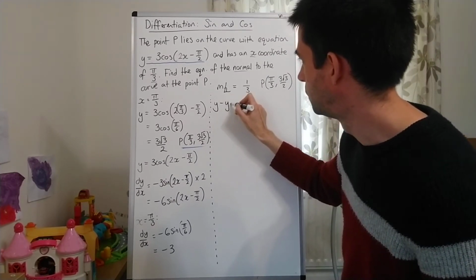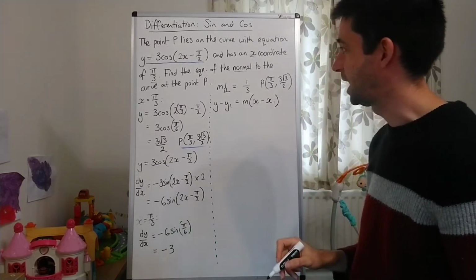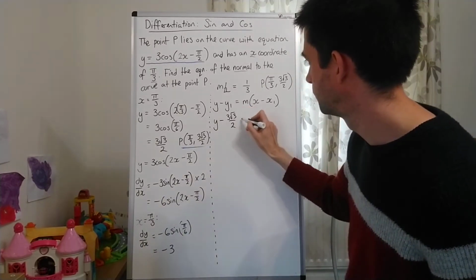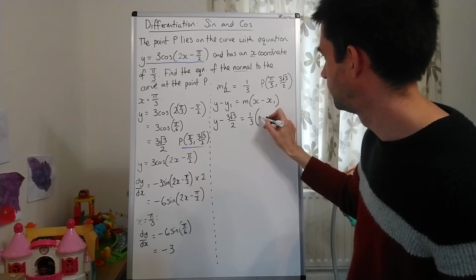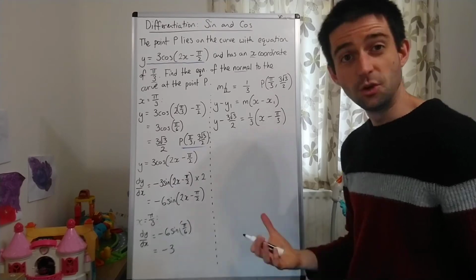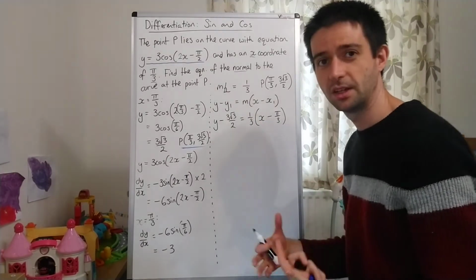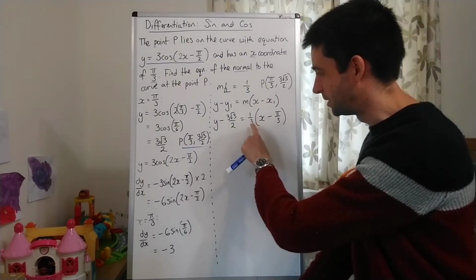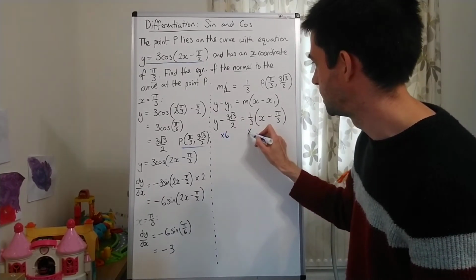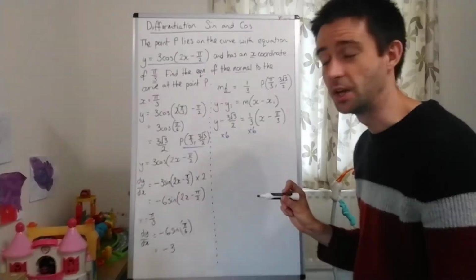y minus y1 equals m bracket x minus x1. So y minus 3 root 3 over 2 equals 1/3 (x minus pi over 3). And normally what I do when you've got a fractional gradient here is you multiply by the denominator to make it nicer, and that's great, but in this case it's not going to make it all that nicer because I've got this over 2 as well. So what I'm actually going to do is multiply both sides of the equation by 6, because that's going to deal with the 3 and at the same time deal with the 2.